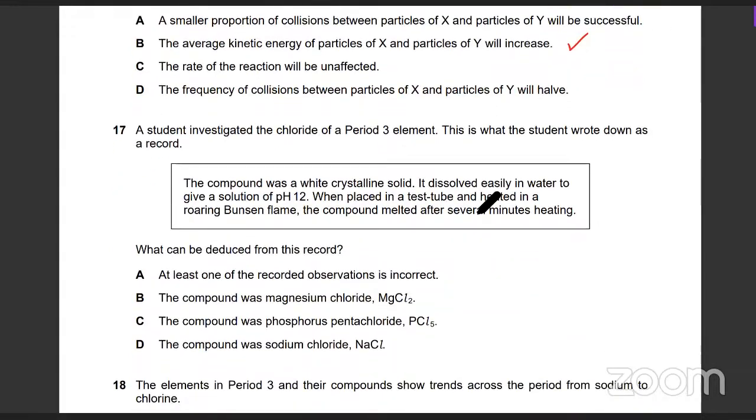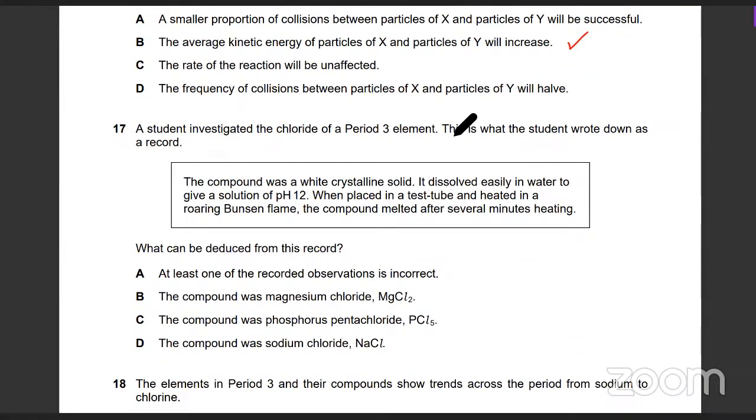Right? As the next part, a student investigated the chloride of a period 3 element. This is what the student wrote down as a record. So there's a chloride of period 3. It's a white crystalline solid, so it dissolves easily in water, giving a solution of pH 12. So a very basic solution, right? First thing, white crystalline solids. I've got Na, Mg, Al, Si. What comes after that? P, S, Cl, argon, right? So whose chloride is a white crystalline solid?